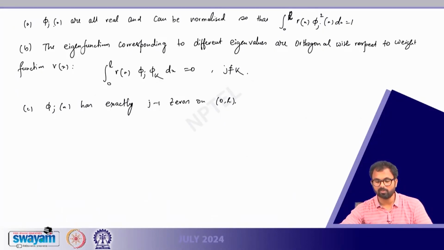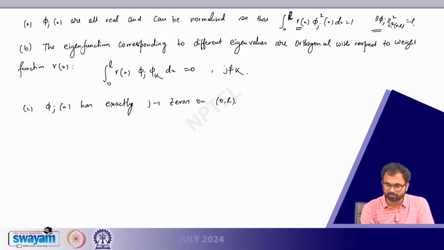So, the phi j's are all real and can be normalized. Normalized in the sense that you multiply by a function r, which can also be 1. So, this will become the L2 norm of phi j on (0, L) equals 1. So, this is like a norm, so normalized, and that is always 1. That is what we mean by normalization.